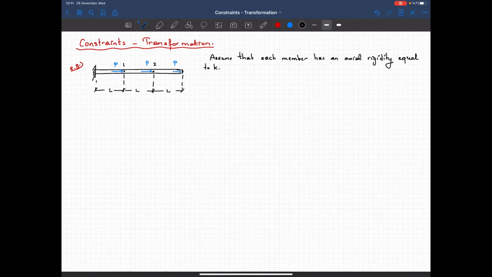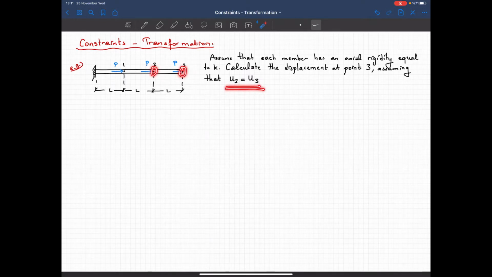Let's label the points. Now calculate the displacement at point 3, assuming that U2 is equal to U3. Okay, now here I'm imposing a multi-point constraint, right? I'm enforcing this deformation and this deformation to be equal to each other.